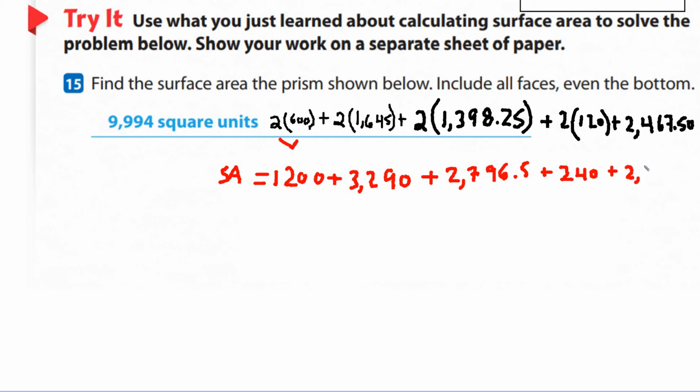Plus the 2,467.50. If you're not sure what I just did, you can check the work yourself. You can even use a calculator, which I did, and double check if I did this correctly. And now we're going to add all these values. When you add all these together, you do get 9,994, and then obviously it's square units.